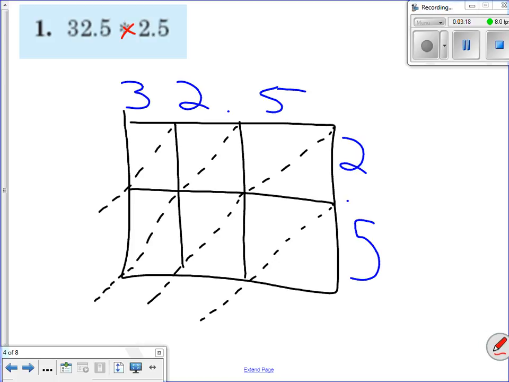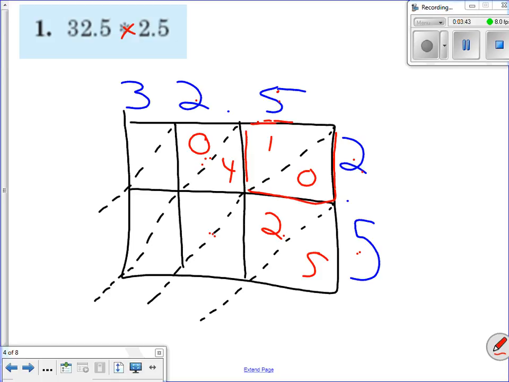Just combining. So in order to fill this box right here, I'm going to be multiplying 5 times 2. I get 10. I put a 1 here and a 0 here. Now I'm going down to this box. 5 times 5 equals 25. This box right here, I'm going 2 times 2, which equals 4. So I'm going to put a 0 and a 4 here.